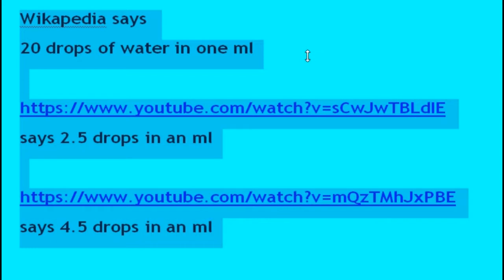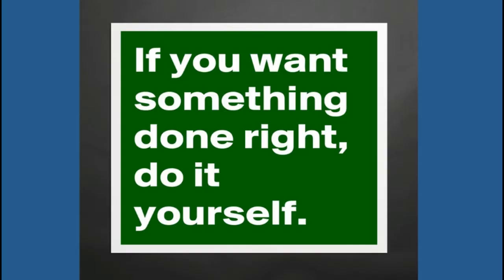When it comes to the literature, nobody seems to agree on what the size of a drop of water is. Wikipedia says there are 20 drops of water in 1 ml. But if you look at this YouTube video here, the middle one, it says there are only 2.5 drops in an ml. And if you look at this one here, it says there are 4.5 drops of water in a ml. Well, I guess I'm just going to have to do it myself. If you want something done right, do it yourself.